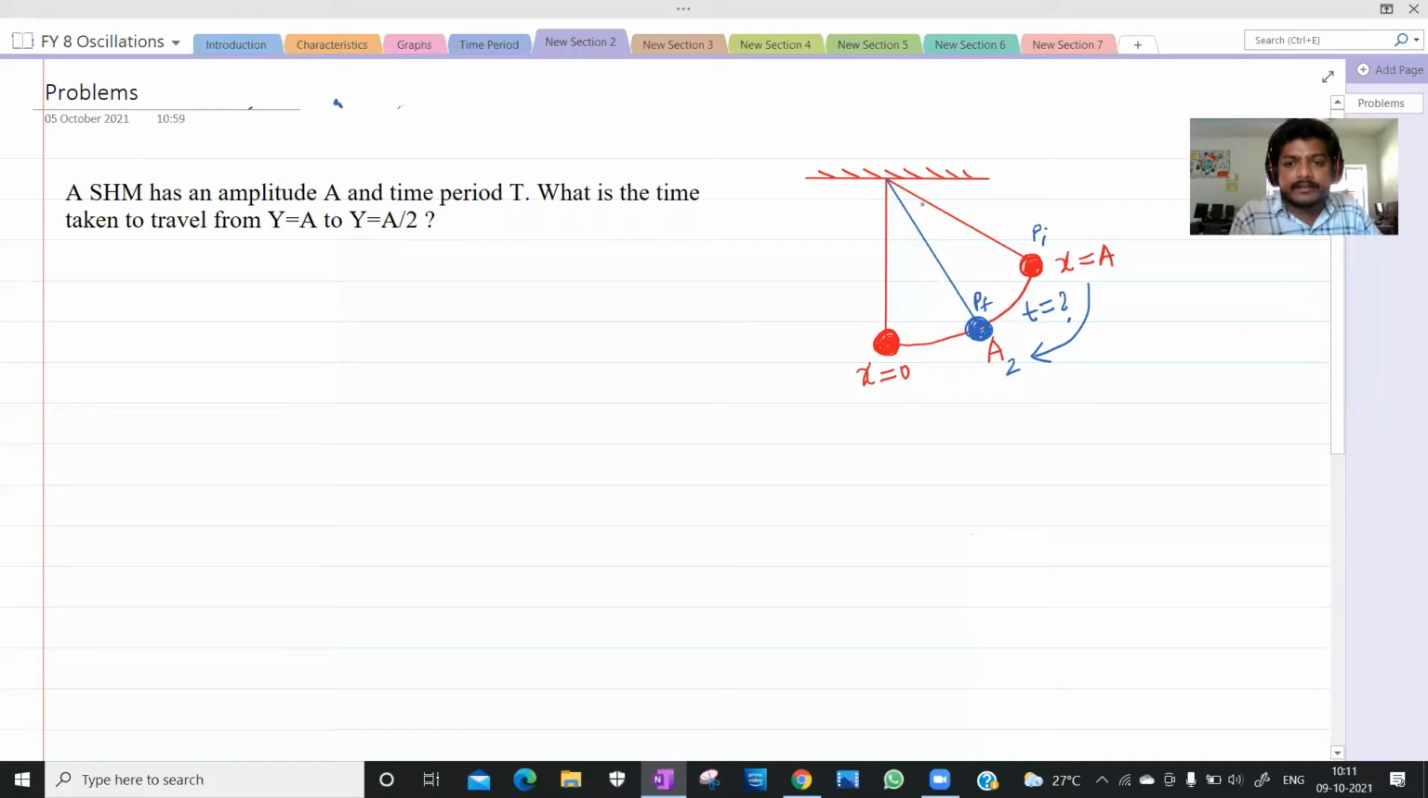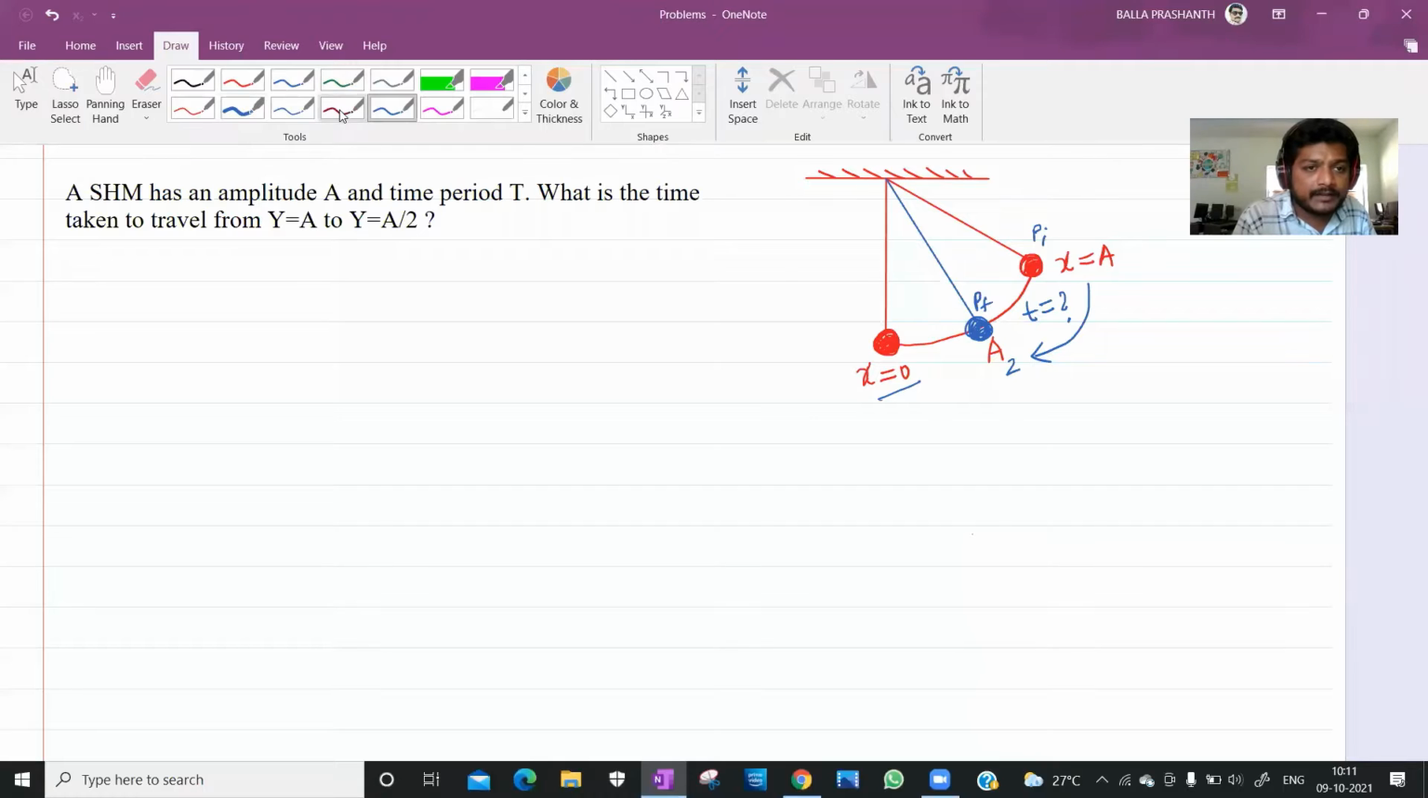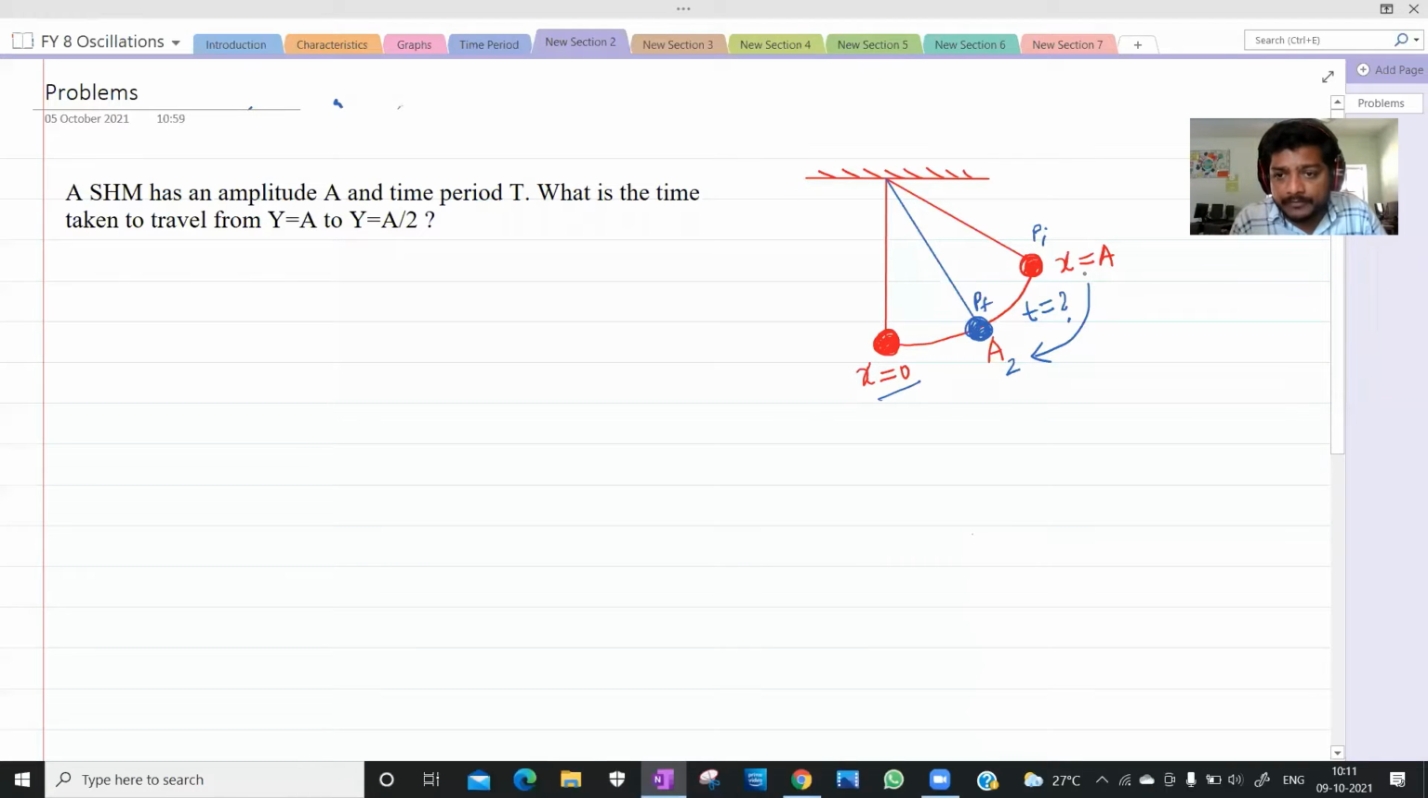See this diagram. This is a simple pendulum, an example of simple harmonic motion. This is the mean position, so x equals 0. And this is the extreme position. Extreme position means the maximum displacement of a particle, so that is nothing but amplitude, x equals a. This is x equals 0. So here what happens?